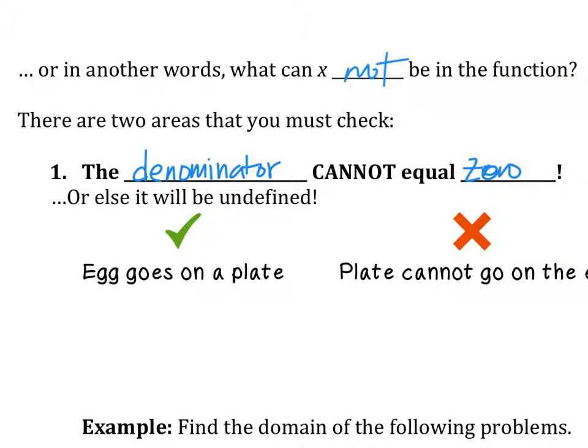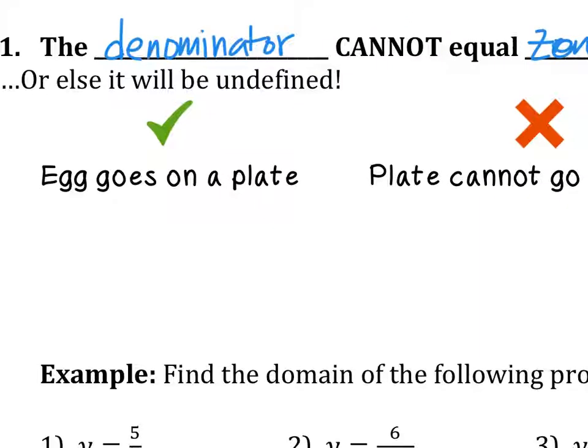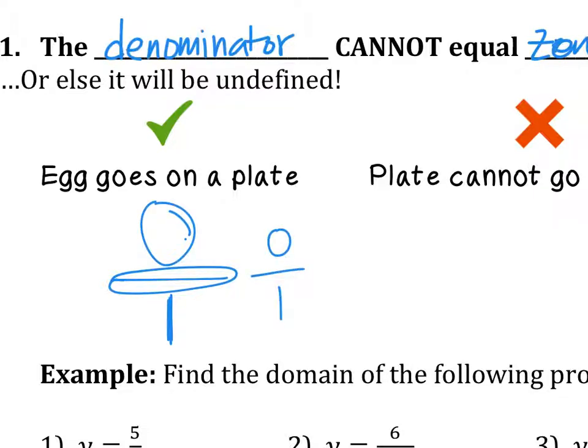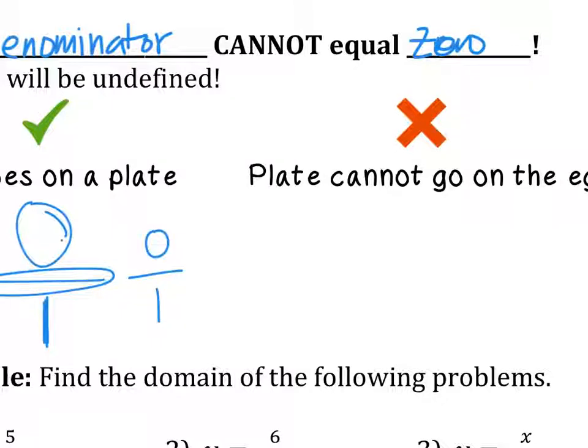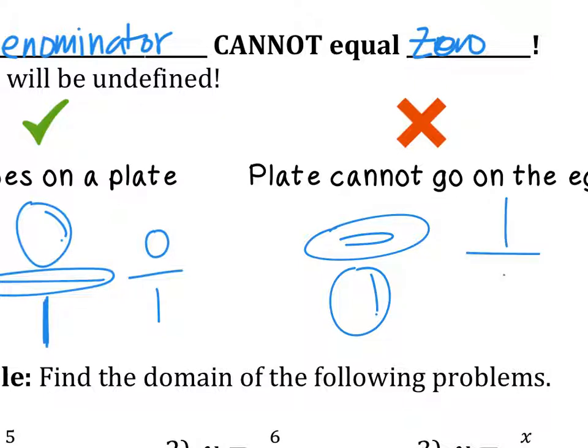All right, so that goes with eggs on the plate. Egg can go on the plate. So this is the egg and the plate. That's okay. So 0 can go on top of a number. But plate cannot go on the egg. So what happens if you put plate on the egg? The plate will fall and the egg will break, or either one. But you cannot have something go on 0, okay? Egg goes on the plate. Plate doesn't go on the egg.